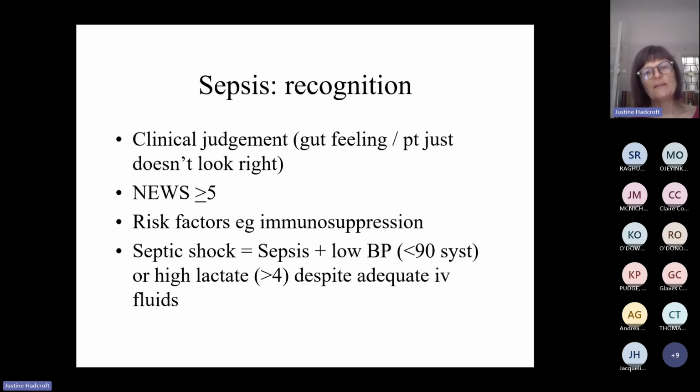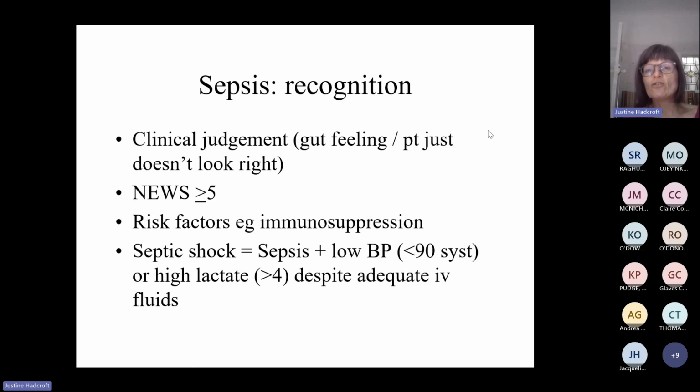Act, get the patient admitted, get the patient checked out. Better to be safe than sorry. Anybody with a NEWS of 5 or more could very well have sepsis, so we'll be very worried about those. Again, risk factors like immunosuppression put you more at risk of developing sepsis.